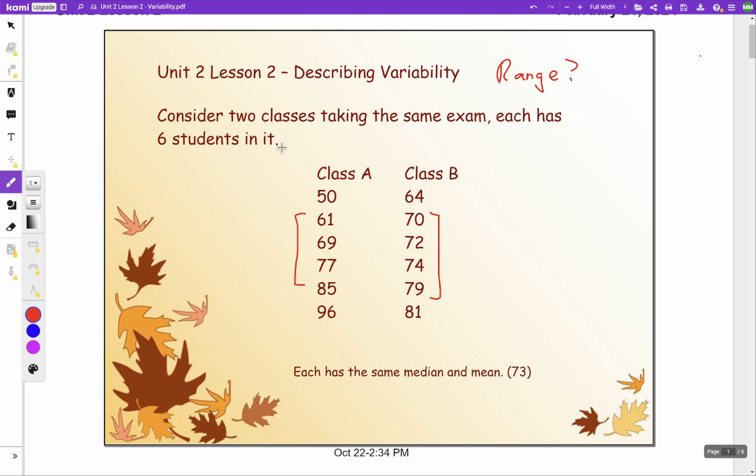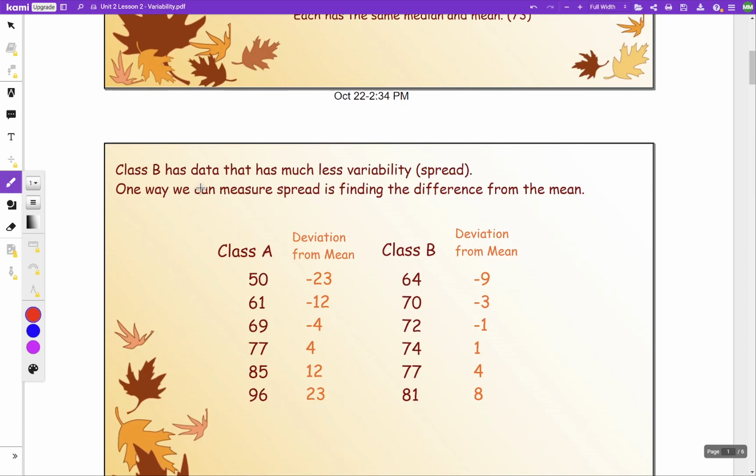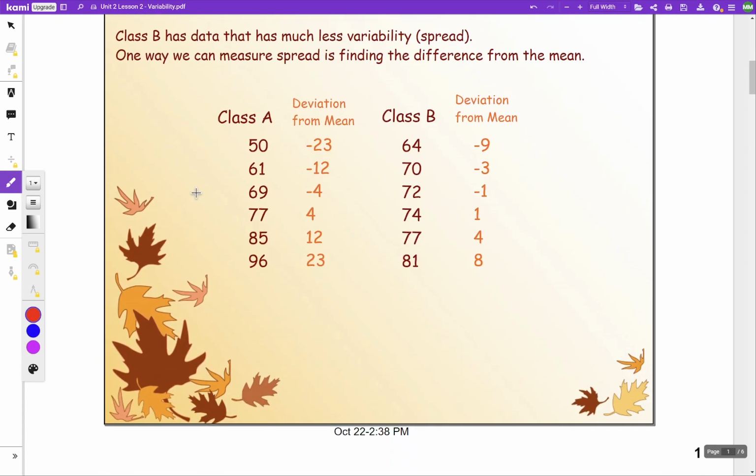But just the mean and median are not enough to decide on spread, because the numbers are a lot different but still have the same mean and median. So range is important, or variability is important. Okay, so here's one way that we can measure spread, right?